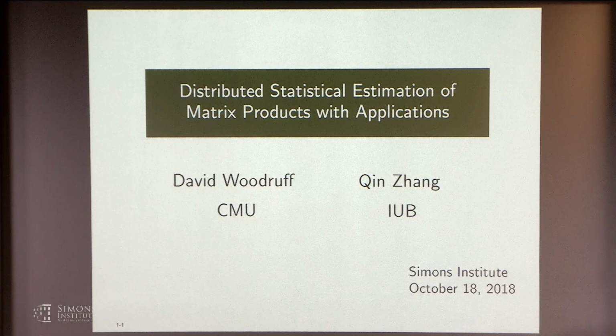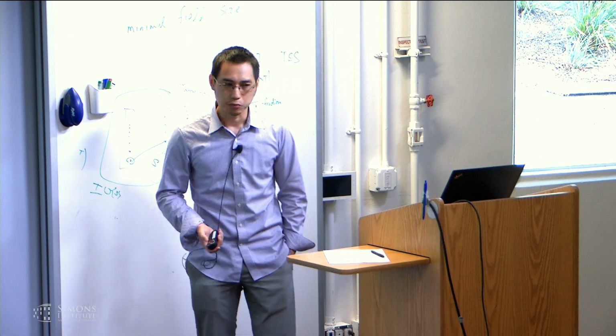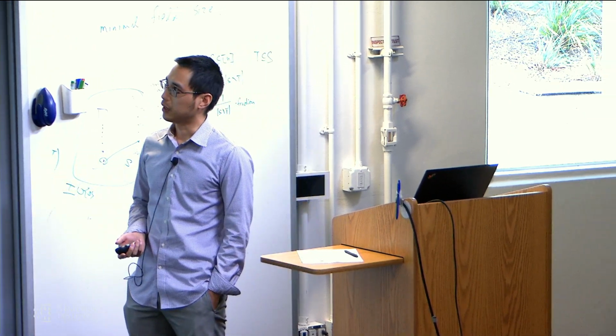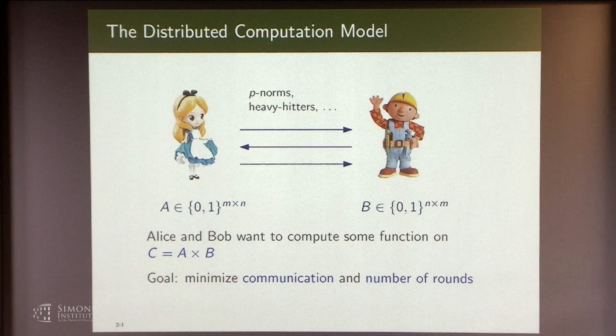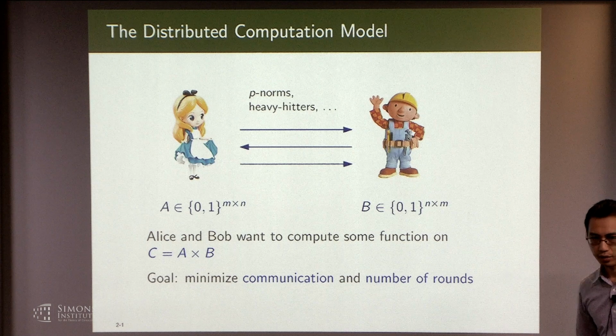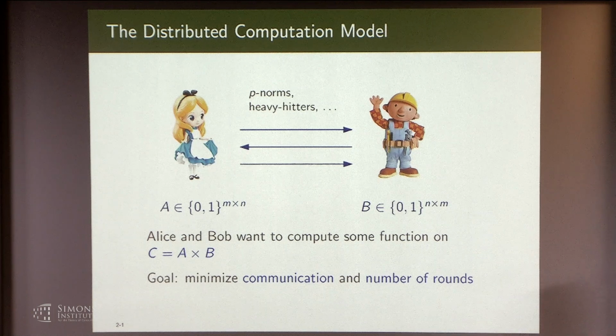So today I'll talk about distributed statistical estimation of matrix products. This is joint work with Woodruff. We work in the standard communication model. We have two parties, Alice and Bob. Alice has a matrix, Bob has a matrix, and they want to compute some function on the product of these two matrices. Our goal is, again, to minimize the communication cost and also the number of rounds of communication.